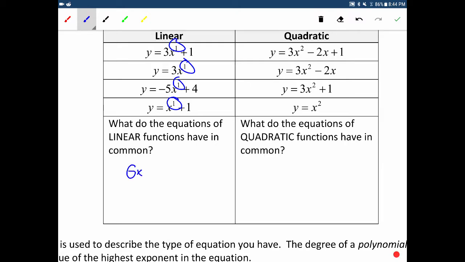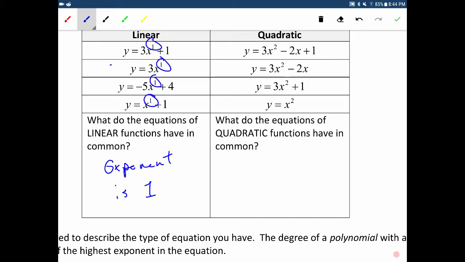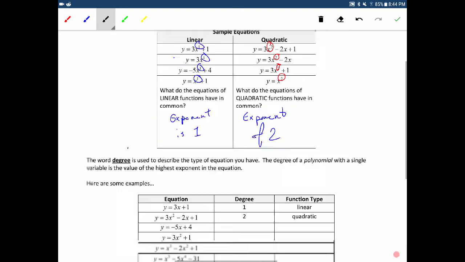So we'll say the exponent is 1, okay? So what do quadratic functions have in common? Well, they have an exponent of 2. Exponent of 2. There we go. All right, because you can see there's our 2, there's our 2, there's our 2, there's our 2, and that's what makes them quadratic, okay?